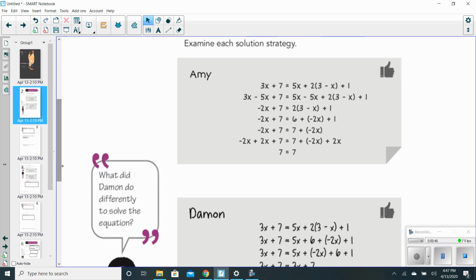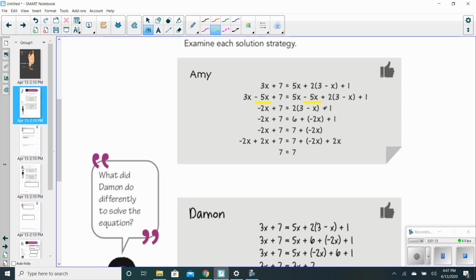So this is how Amy solved it. She started off by subtracting the 5x on both sides. So if you look here, she subtracted 5x here, and she subtracted 5x. So once she did that, she was left with negative 2x plus 7, which would then be equal to 2 times the quantity 3 minus x, and then plus 1.